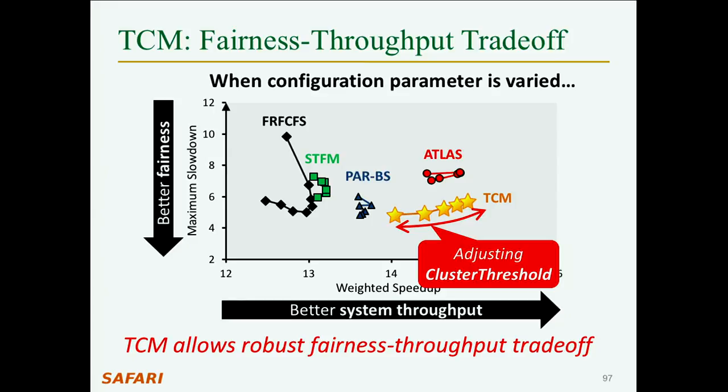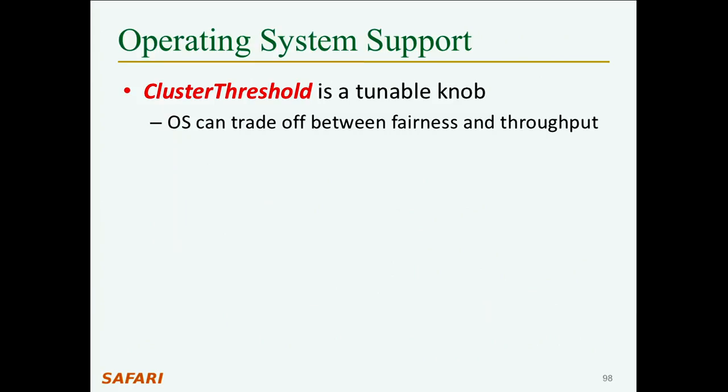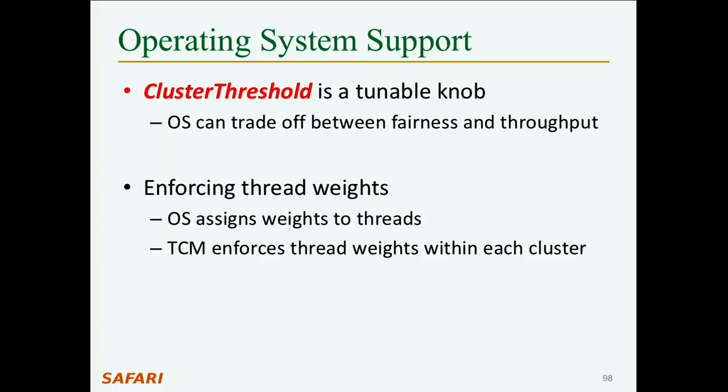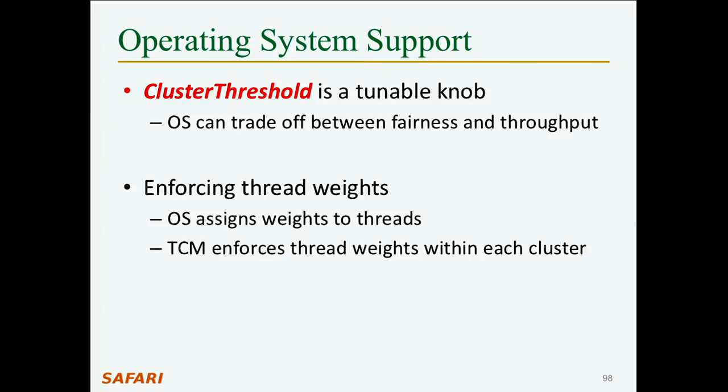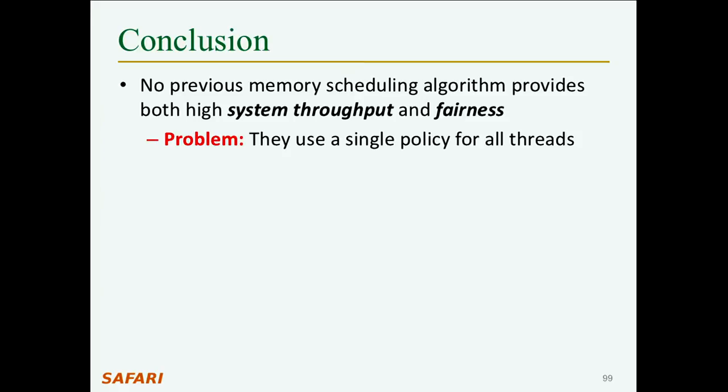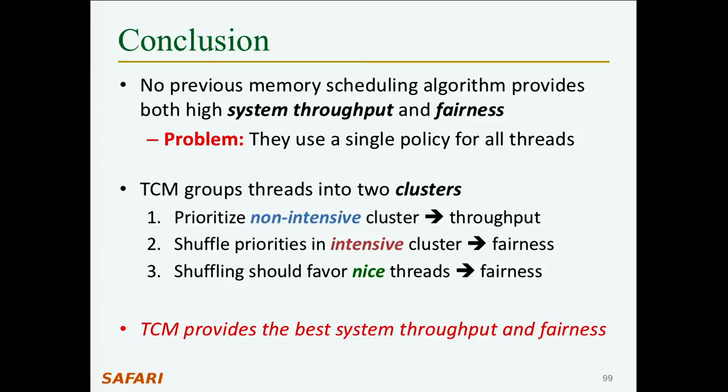Of course, again, this is really dependent on the workload. Okay, so it's a tunable knob. Now the OS can trade off between fairness and throughput. We have not talked about that as much, but you could enforce thread weights, and all of the schedulers that we've discussed in the past have this property. The OS can assign weights to the threads, and the memory scheduler can enforce thread weights within each cluster by changing the ranking based on the weights assigned by the OS. And exactly how you do it, you should really read the papers. Okay, I think I already discussed this over here.